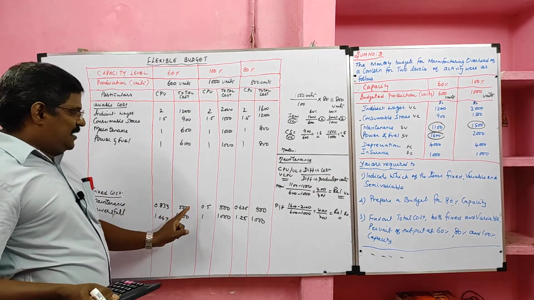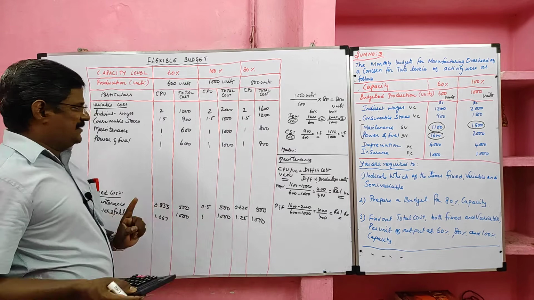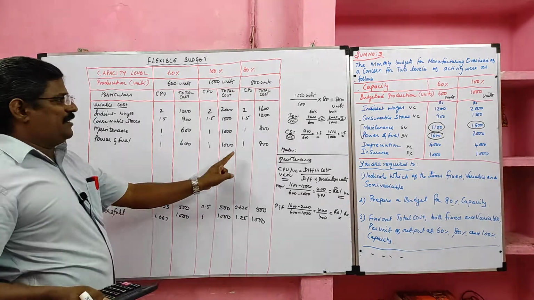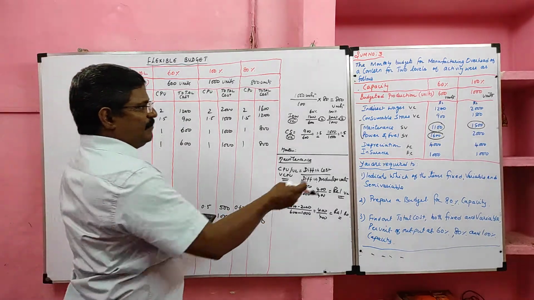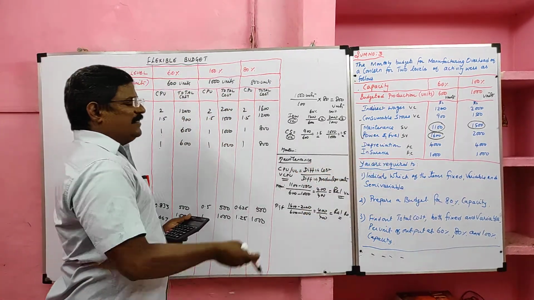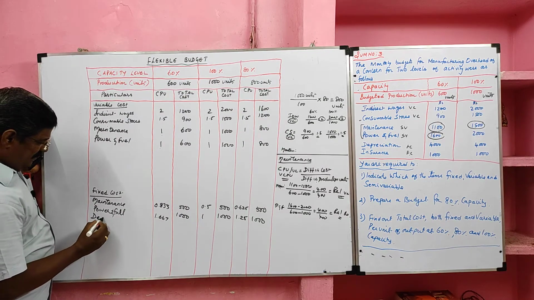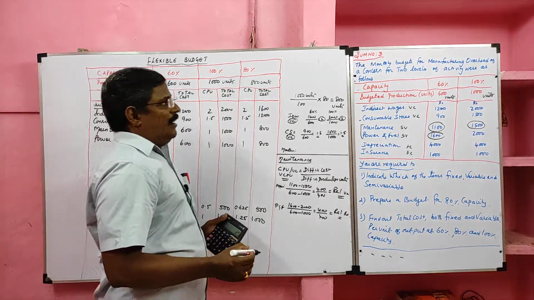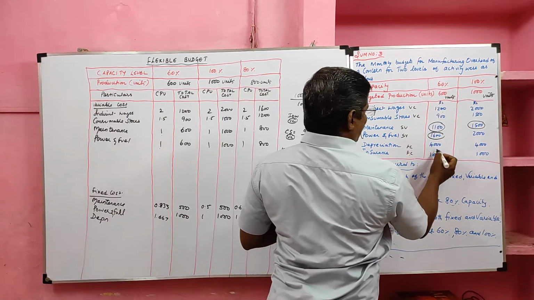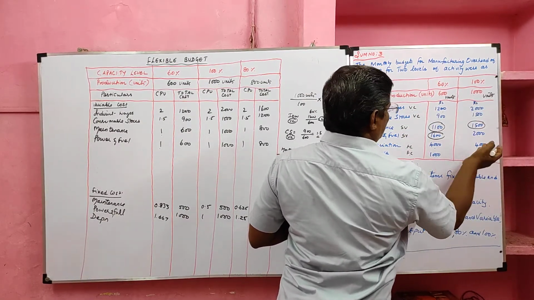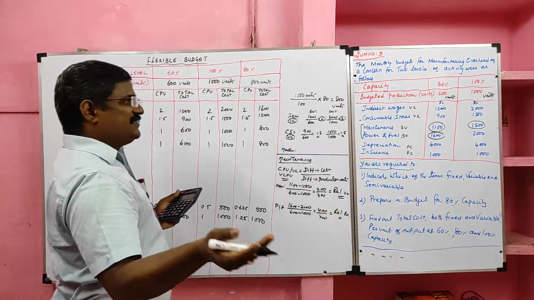So fixed cost concerned, the total cost remains constant. Variable cost per unit remains constant. Total cost, what happened? Varies. Then we completed power and fuel also. Then we should move to the depreciation. Depreciation, I said, that is fixed cost, because at 60% activity they incurred 4000, at 100% also they incurred 4000. So total cost remains constant as far as fixed cost is concerned.